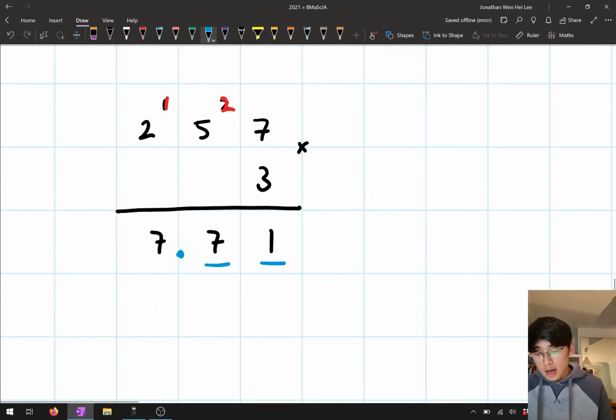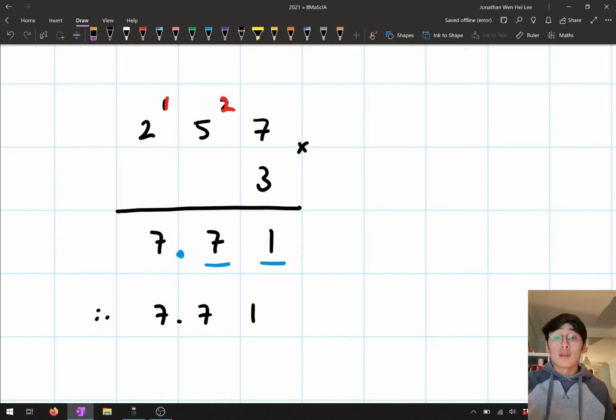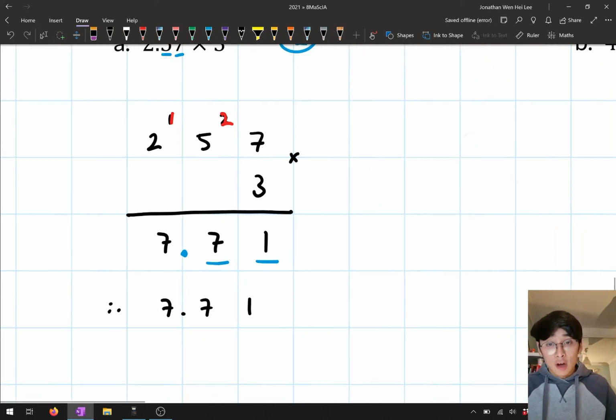So my final answer is, therefore, 7.71. And we can check this on a calculator. So let's do 2.57 times 3, 7.71. Exactly what we expected. Okay, so that's how we actually do multiplication with decimals. Let's have a go at another example.